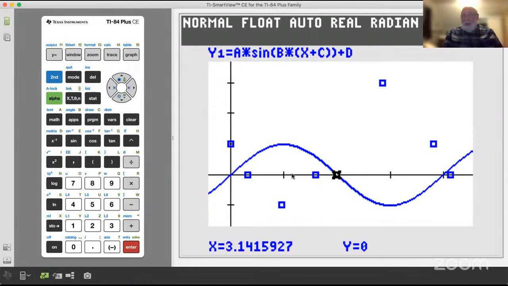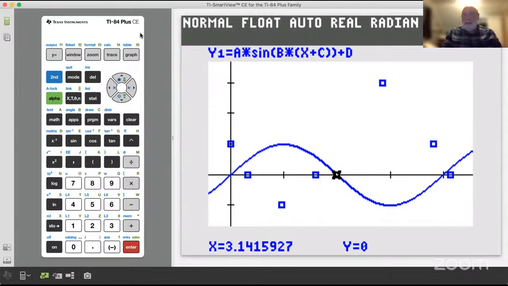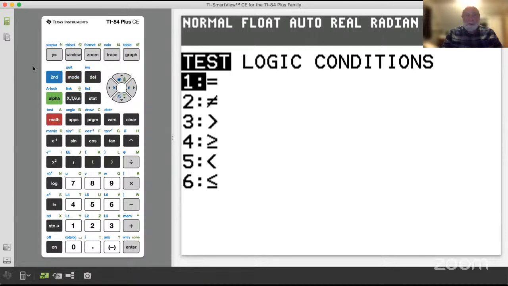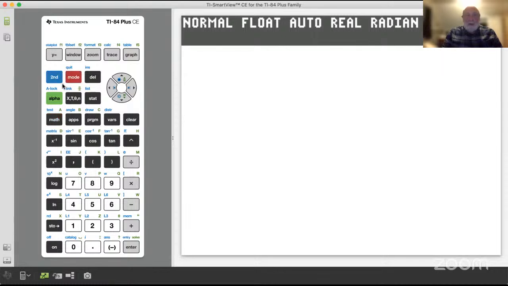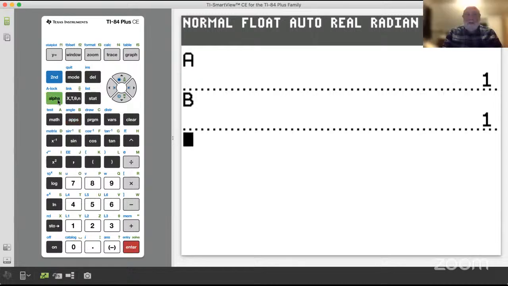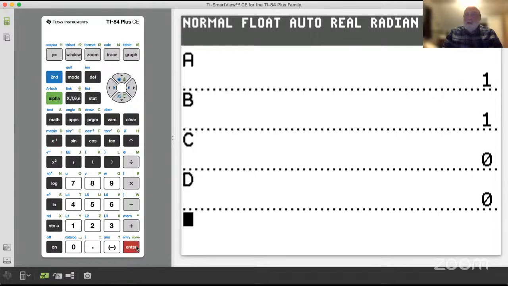Another way to see what the current values for A, B, C, and D are is we could just quit the graph and call those values up. Let me do a quit. All right, so let me do alpha A. Looks like it's 1. Alpha B, 1. Alpha C, 0, and alpha D, I'm going to guess is 0. So that really was just a regular sine curve.